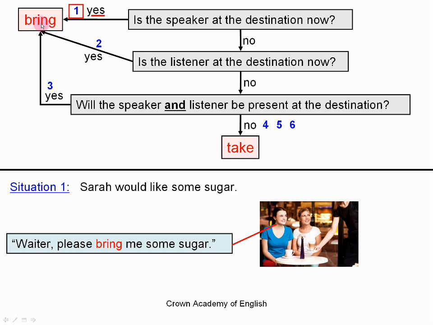It's very simple. Okay, so this is very easy. If the person or the speaker is at the destination of the object, then we always use the word bring. And so the word take is wrong in this context. And this arrow, this shows the direction of the movement. So the movement is going towards the speaker.